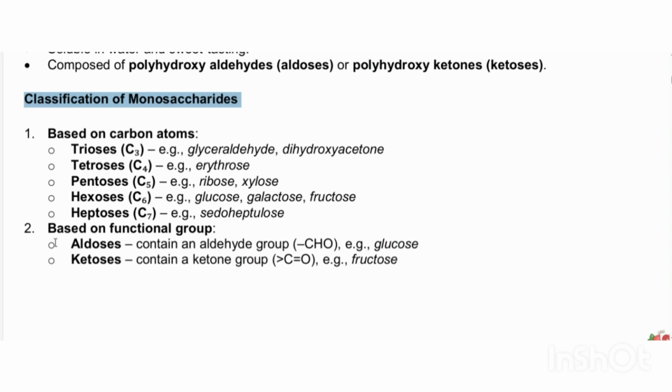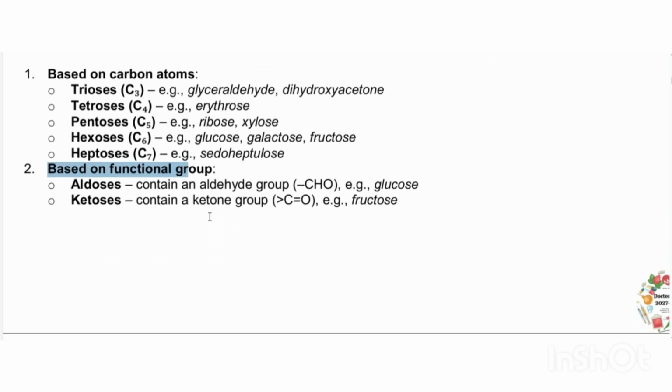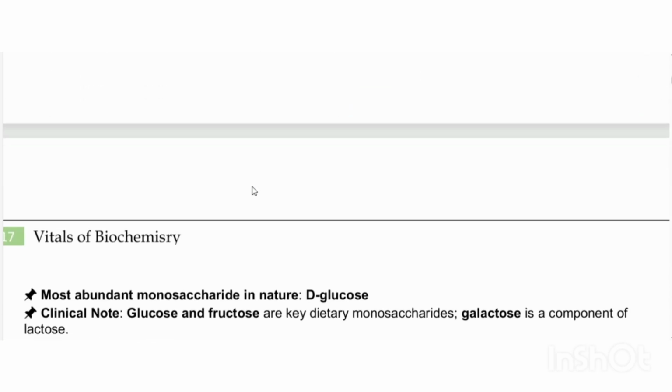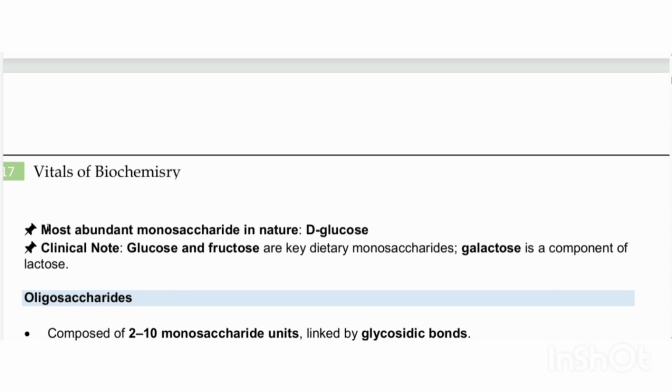Now coming towards the classification of monosaccharides on the basis of their functional group. They may be aldoses, having an aldehyde functional group, or they may be ketoses, having a ketonic functional group. An example of aldoses is glucose, and the example of ketoses is fructose. Now remember that the most abundant monosaccharide in nature is glucose.